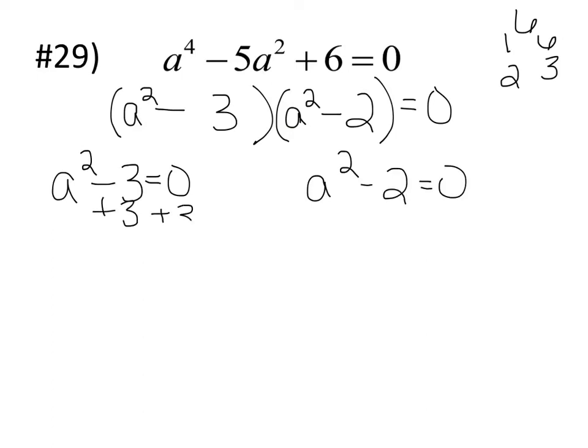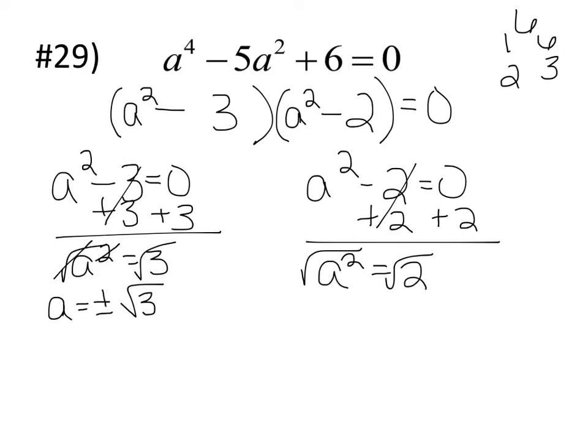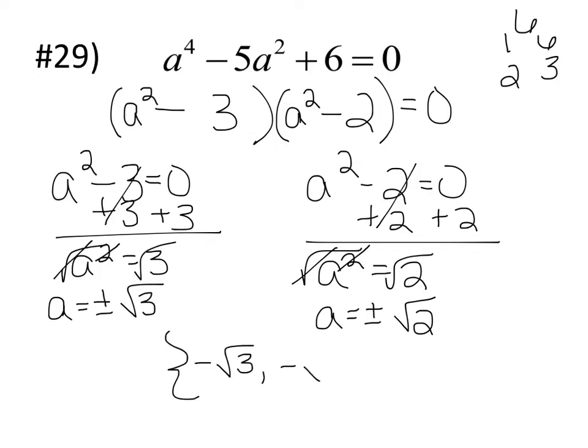Add 3 to both sides. A squared is equal to 3. Square root both sides to get rid of the squared. The square root and the square cancel, leaving you a is equal to plus or minus the square root of 3. Plus or minus because we wrote the square root ourselves. Add 2 to both sides over here. You get a squared is equal to 2. Square root both sides. Square root and square cancel, leaving you a equals plus or minus the square root of 2. So your answers are negative square root of 3, negative square root of 2, positive square root of 2, and positive square root of 3.